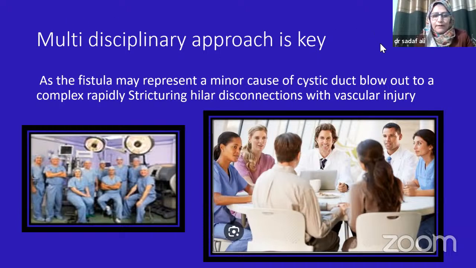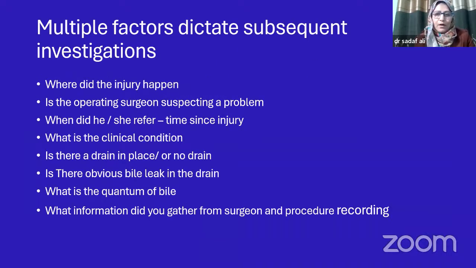To me, the investigation and management is a multidisciplinary approach, because a post-op leak may be a fistula representing a minor leak from a cystic duct blowout, to a major leak from a complex injury, rapidly stricturing hilar disconnections with vascular injury. So it can never be a story from one OT where it happened to where it was repaired. It involves many more people: your radiologist, your medical gastroenterologist, your surgeon specialist, and the whole chunk of laparoscopic general surgeons who refer you the patient should also be aware of how to manage it in initial phases and should participate subsequently.